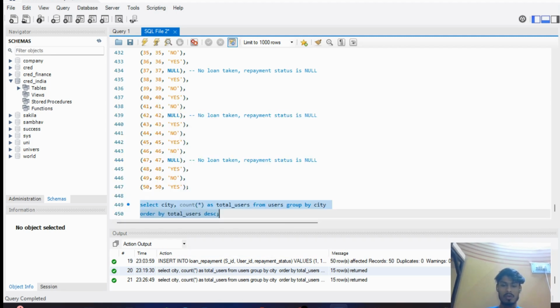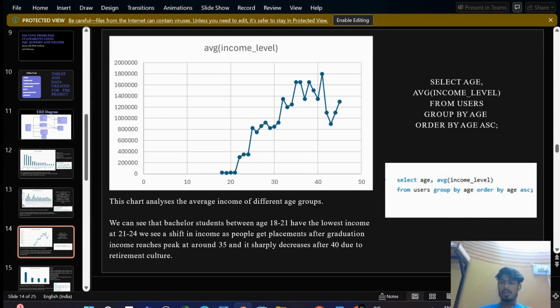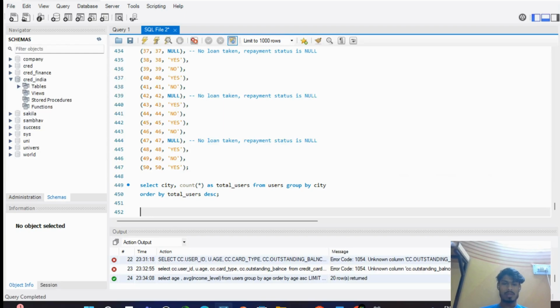So let's move on to the next query. In this, we can see the different income levels of users according to their age. For example, if a person is 18 years old, his income may be 21,000, and if a person is 22 years old, his income may be 90,000. As age increases, the income level of the user also increases. So let's run this query in MySQL.